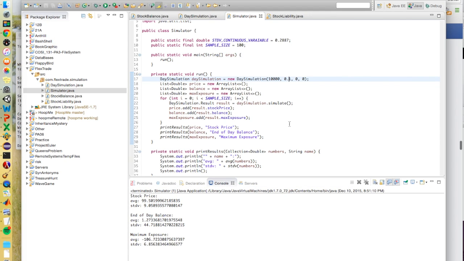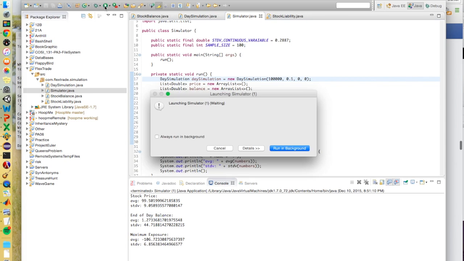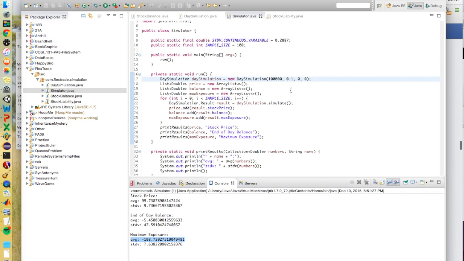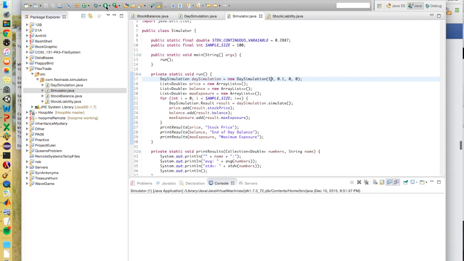So to sum up, now we're processing 100,000 trades a day. I'm just curious. Yeah, so interestingly, the number of trades that you process really has nothing to do with your maximum exposure. Really, the only thing that affects your maximum exposure is the volatility of the stock. In fact, when we process fewer trades, it looks like our maximum exposure comes down.